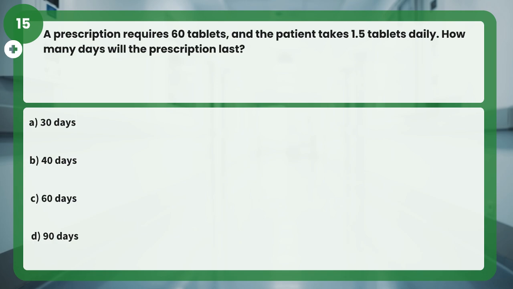Question 15. A prescription requires 60 tablets, and the patient takes 5 tablets daily. How many days will the prescription last? A. 30 days. B. 40 days. C. 60 days. D. 90 days.